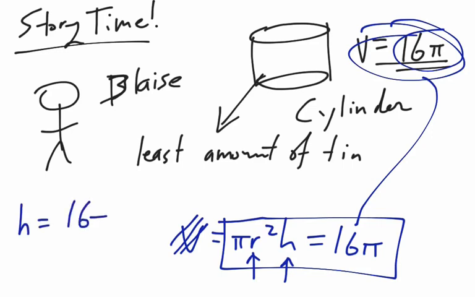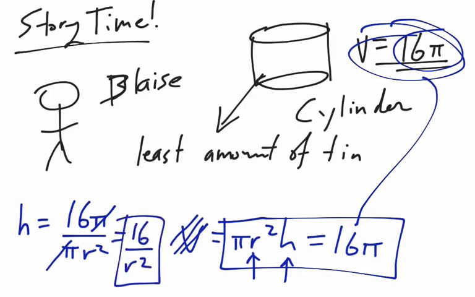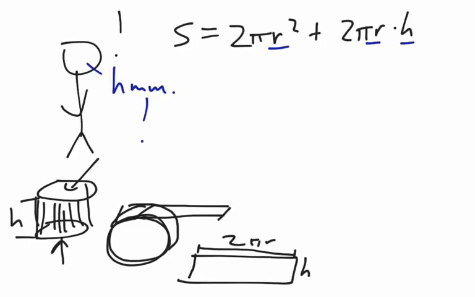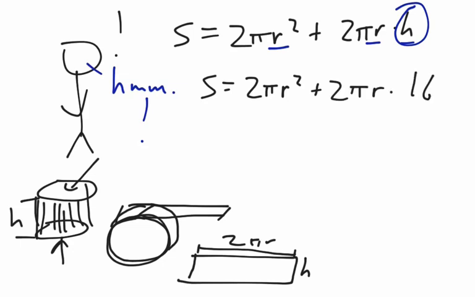H is going to be 16 pi divided by pi r squared. I divided because of algebra. Okay, and now the pi's go away. And so h is just 16 over r squared. Very nice. So I'm going to take this 16 over r squared and plug it into h in our equation. So we're going to get S equals 2 pi r squared plus 2 pi r times 16 over r squared.